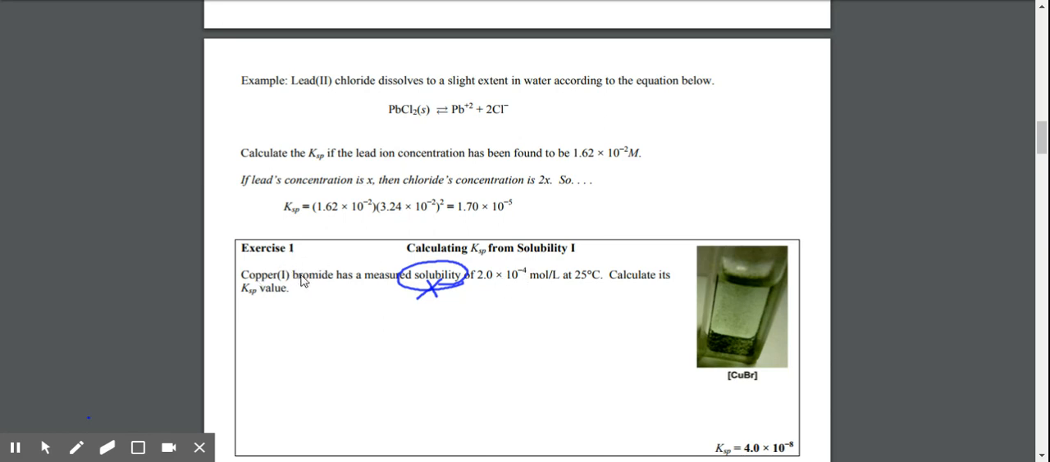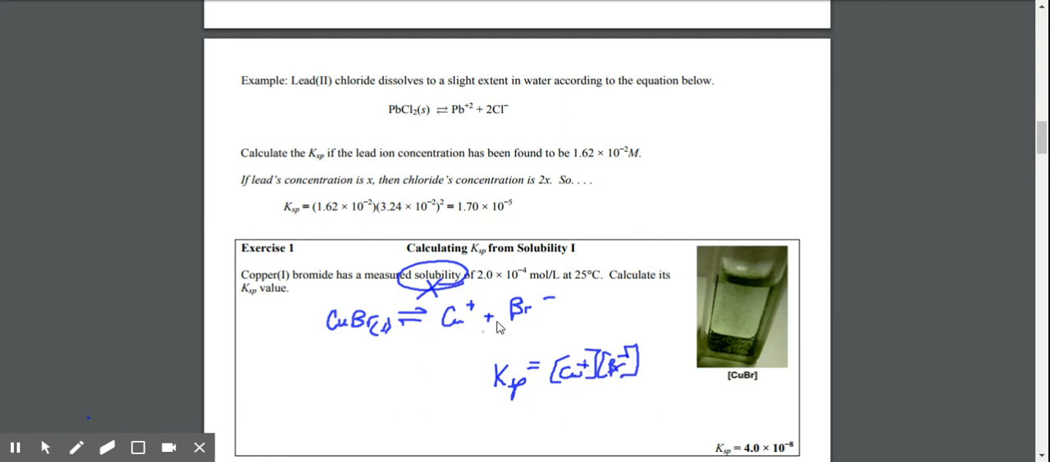Now we know that we're dealing with copper 1 bromide. So we have to write out that reaction first. So copper 1 bromide would just be CuBr. So if you don't know how to write this stuff out, you need to practice it. That's a solid. It'll break down to be copper plus Br minus. Now we write our Ksp expression. So Ksp is equal to Cu plus times Br minus. That's Br minus right there.